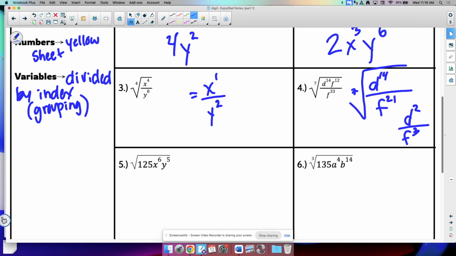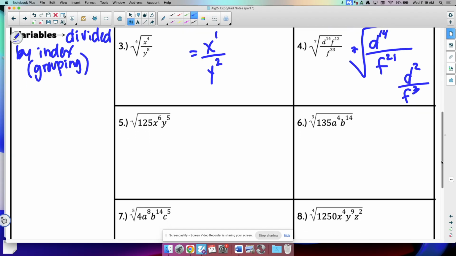The first 4 are really nice, because the first 4, do you see how everything is a nice number? Now when we look at number 5, what type of radical is number 5? A square root. So we're looking for groups of 2. Is 125 a perfect square? No. So we're going to break up that 125 like we've always broken up that 125. What perfect square goes into 125?